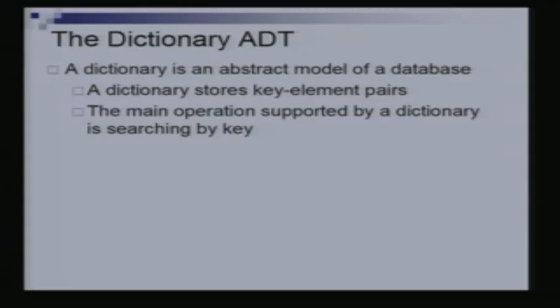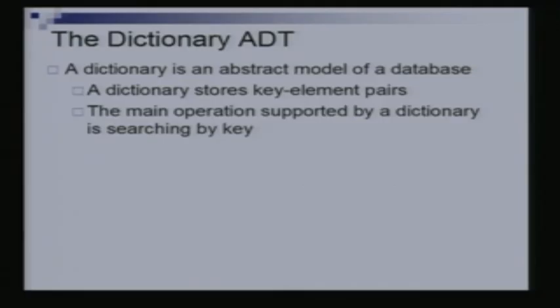So, it is basically an abstract model of a database. The dictionary is going to store these key-element pairs. The key could be an account number, but it need not be. For instance, if I had student records, what would be the most natural notion of a key? Your entry number, which is not an integer, since you have characters in it. But anything that uniquely identifies a particular student or a particular account becomes the key. And one of the main operations that is supported is searching by key.